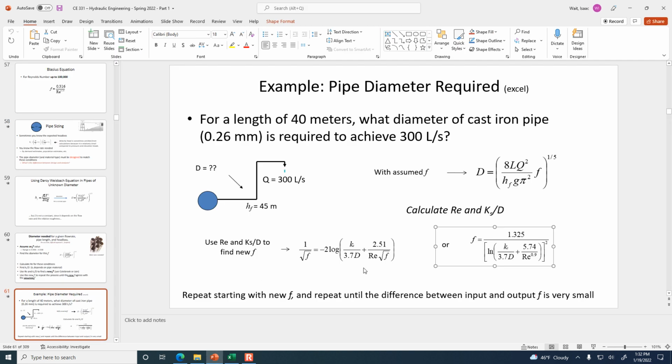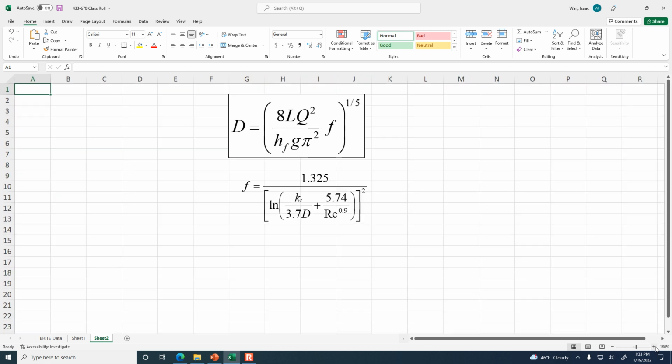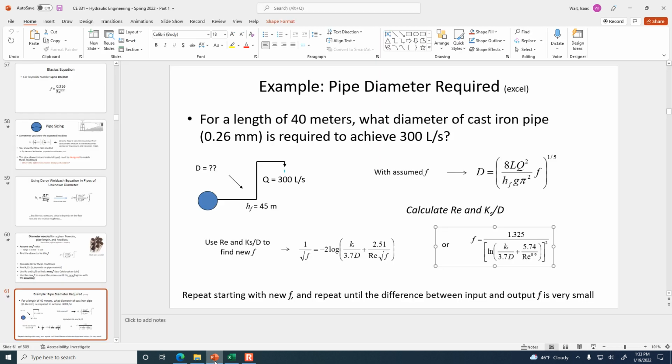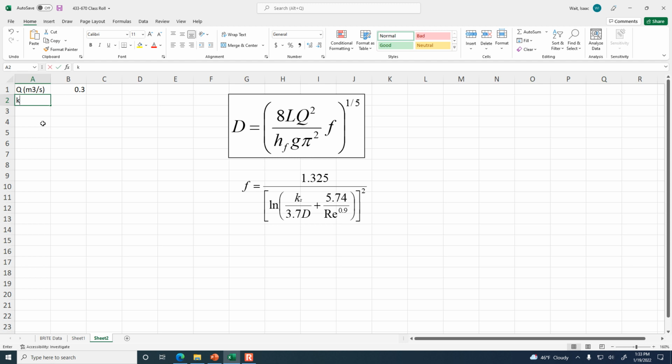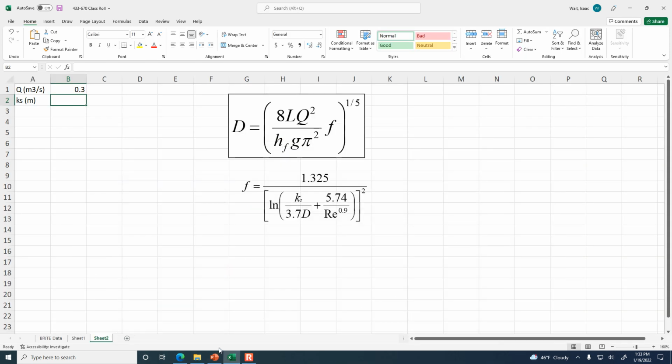So this problem statement says it's a length of 40 meters. What diameter is required? It's cast iron, 300 liters per second. Okay, so here at the top I'm going to put some of the preliminary constants that aren't going to be changing. So for example, our flow rate in terms of cubic meters per second is 0.3 cubic meters per second because the problem statement said 300 liters per second. Okay, the K sub S of the pipe in terms of meters. Now the reason why I'm doing that in terms of meters, even though it gave it to me in millimeters, is that when it goes into the Jain equation, it needs to be in the same units. So if the pipe diameter is going to be in meters, then so should the K sub S value, or I could leave it in millimeters and the diameter would also be calculated in millimeters. But I'll just put this one in meters.